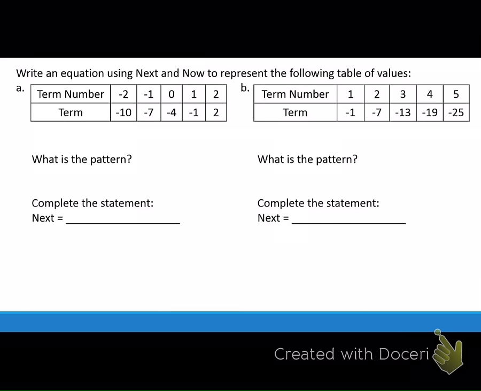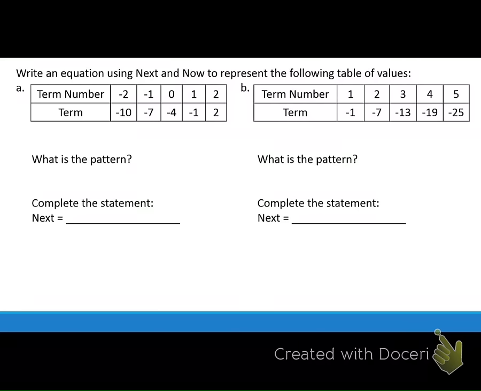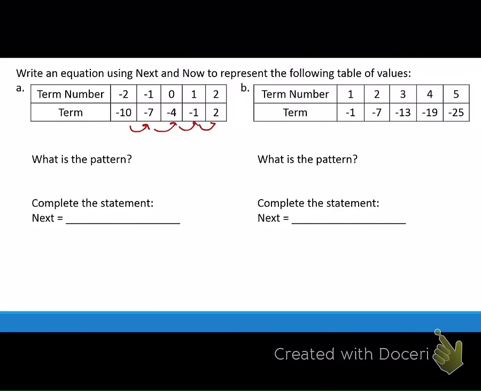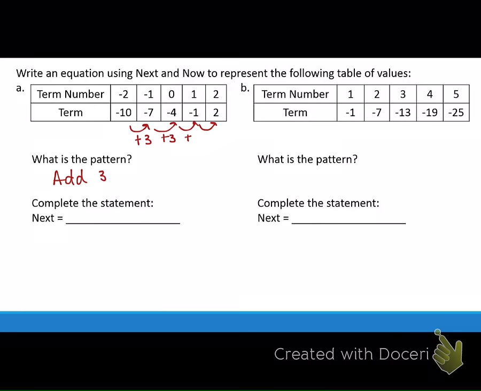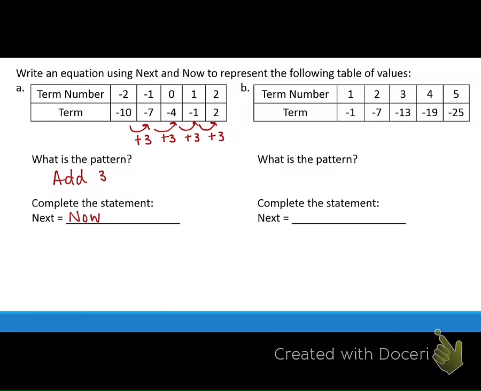Write an equation using next now to represent the following table of values. So it's the term you're on, and the pattern is what's going to be existing there. So, Mackenzie, what is the pattern that's existing? Plus 3 each time. So you add 3. So Mackenzie, what is my next now formula then? Perfect.